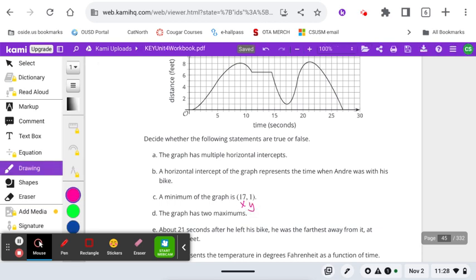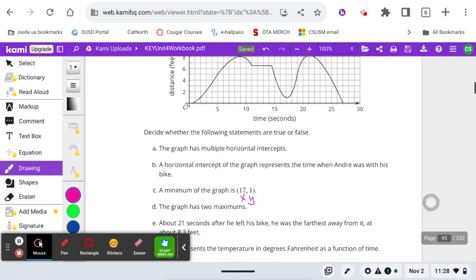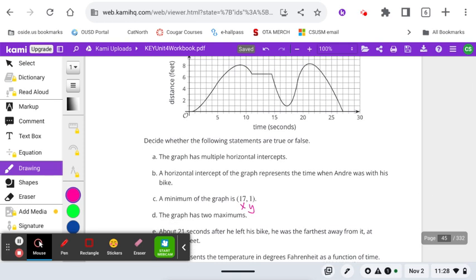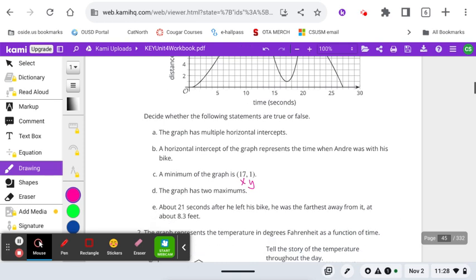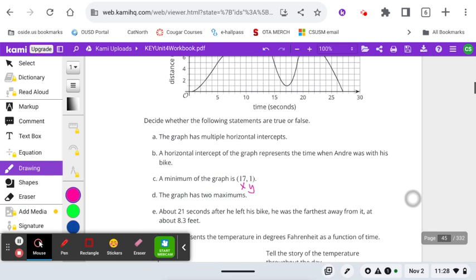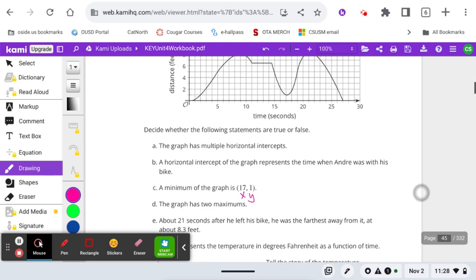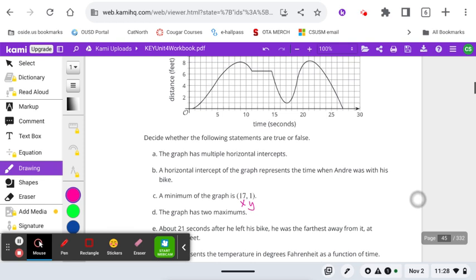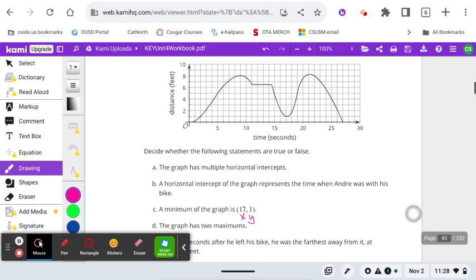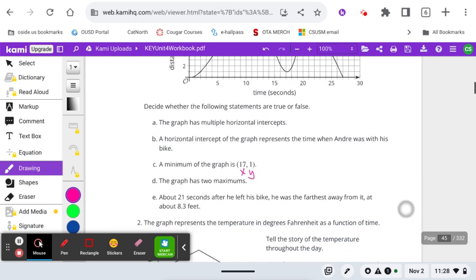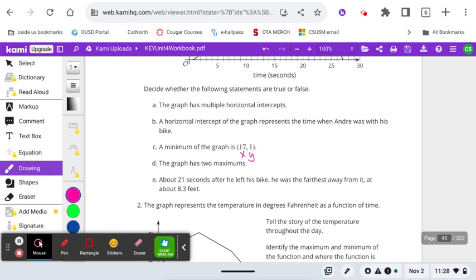The graph has two maximums. Remember, a maximum is a peak or a highest point. What do you think? About 21 seconds after he left, go look at 21, he was the furthest away, about 8.3 feet. Go check out 21, 8.3. Do you think that's true or false? You can go over these answers tomorrow with your teacher, but make sure you have a true or a false for each one.